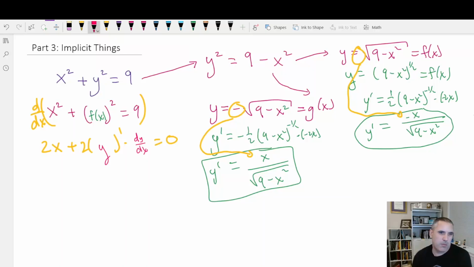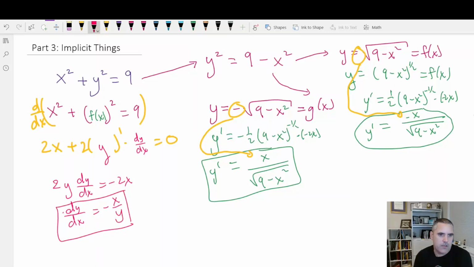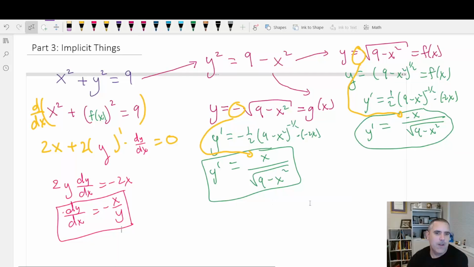Now, when I was a student, I remember just saying, okay, you're saying every time I take the derivative of something with y, I write dy dx next to it? Essentially, yes, but I want you to understand why. Okay, so let's solve for dy dx. So then we get 2y times dy dx is negative 2x, and then I get dy dx is negative x over y. And that is one rule to rule them all.